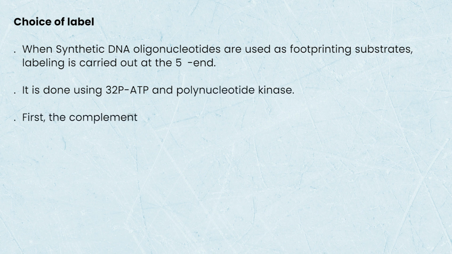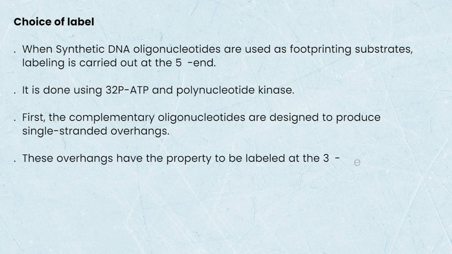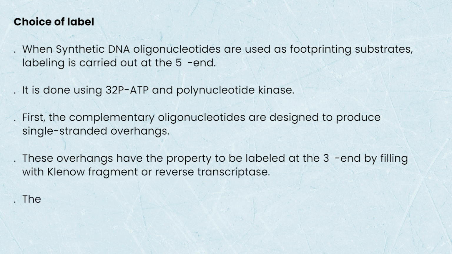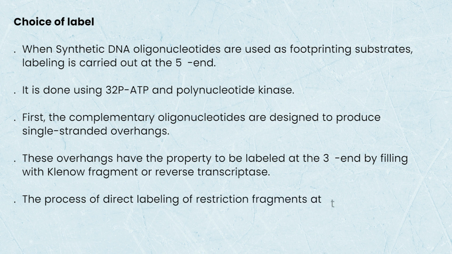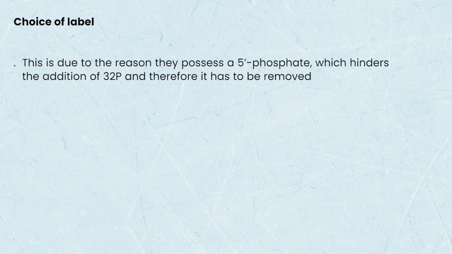First, the complementary oligonucleotides are designed to produce single stranded overhangs. These overhangs have the property to be labeled at the 3' end by filling with Klenow fragment or reverse transcriptase. The process of direct labeling of restriction fragment at the 5' end is more laborious. This is due to the reason they possess a 5' phosphate, which hinders the addition of 32P, and therefore it has to be removed before proceeding to radiolabel.